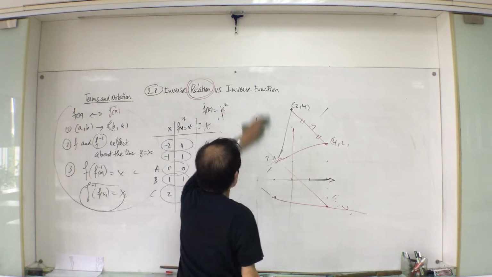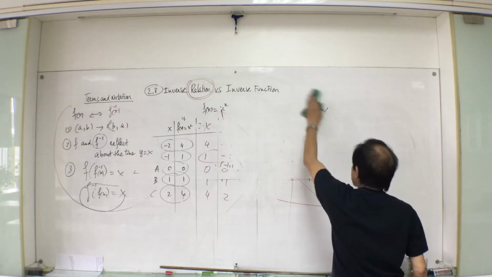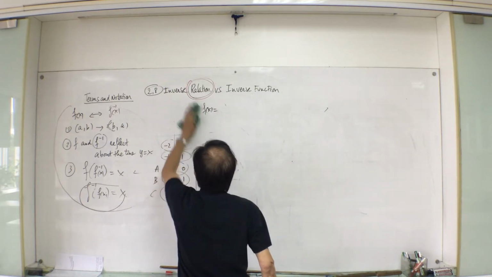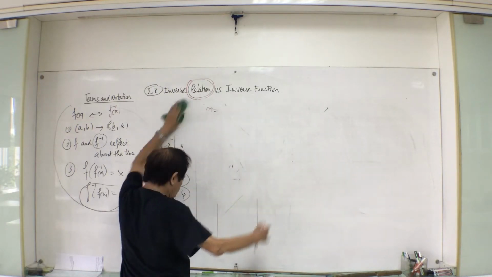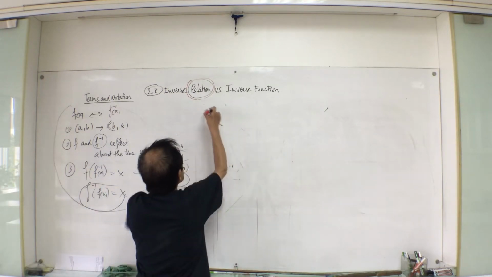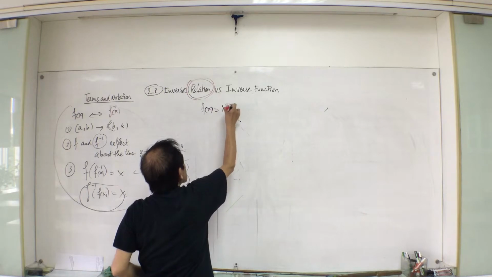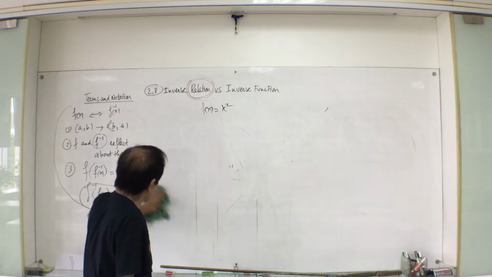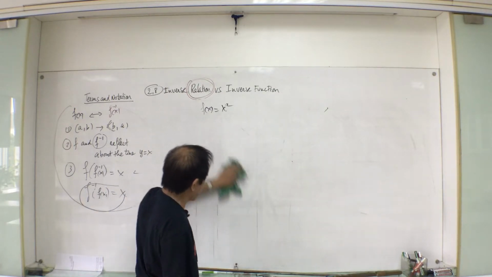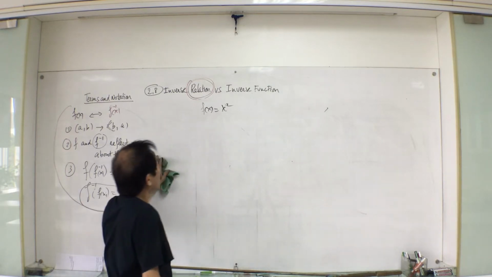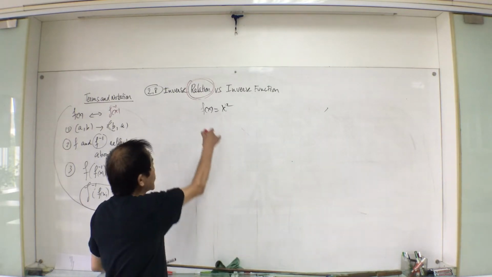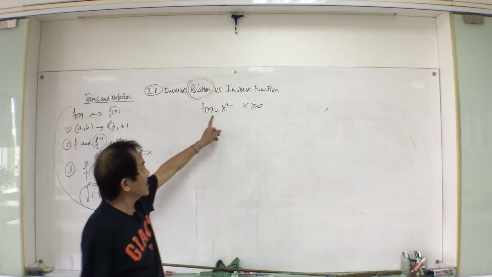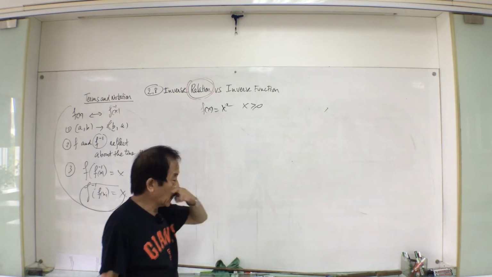Okay, so how do we find an inverse function? Given the same problem, f of x equals x squared, how do we find the inverse function, not the inverse relation? In this case we use a restriction. We have to restrict the domain. For example, I restrict x to be greater than or equal to 0 only. That means y equals x squared only for x greater than 0. The rest we don't know.